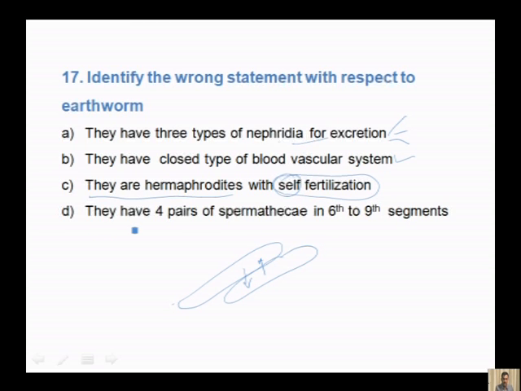Look at the fourth point. They have 4 pairs of spermatheca in the 6th to 9th segment of the body. Spermatheca helps in storage of sperms and is present at the 6th to 9th segment. This point is also correct. The wrong statement among these is option C, because yes, they are hermaphrodites, but fertilization is not self, it's cross fertilization.